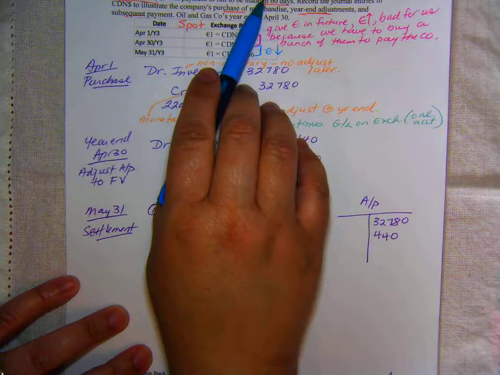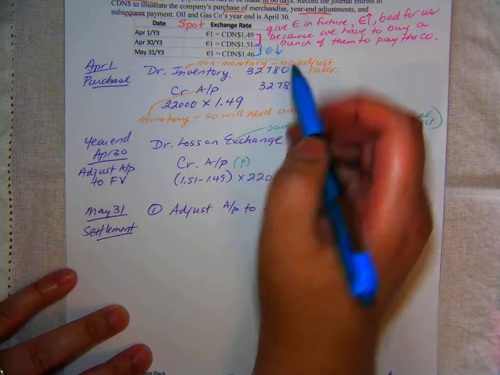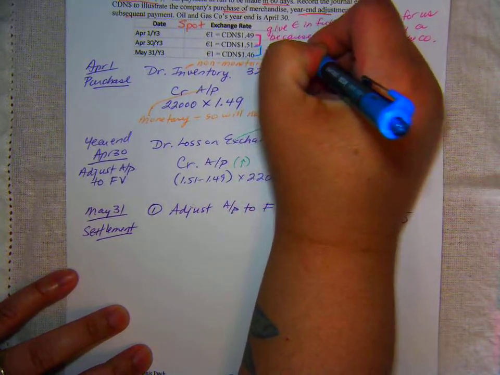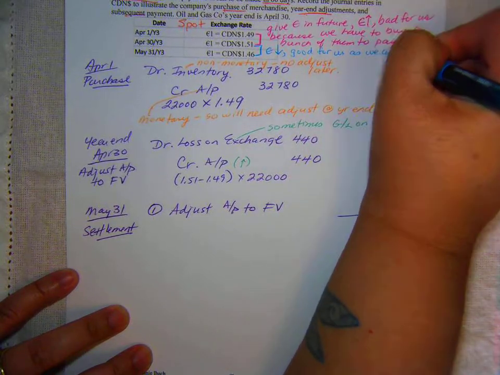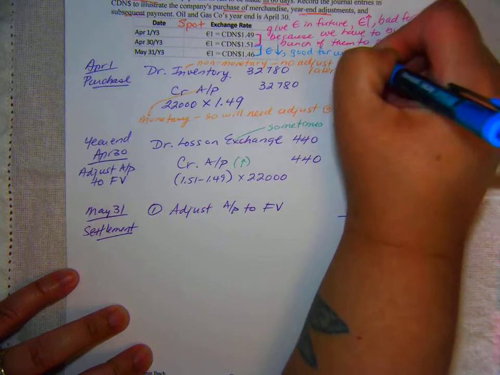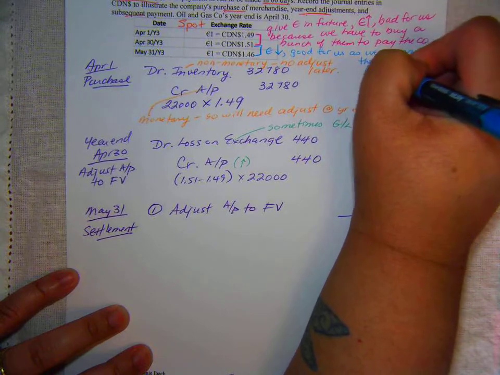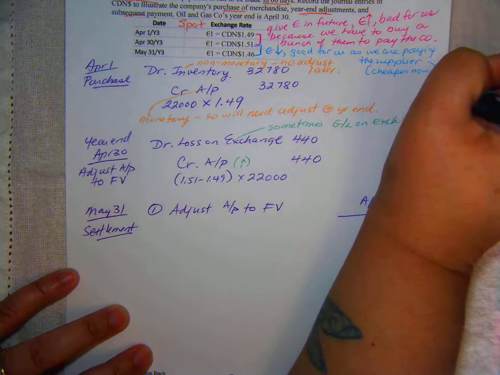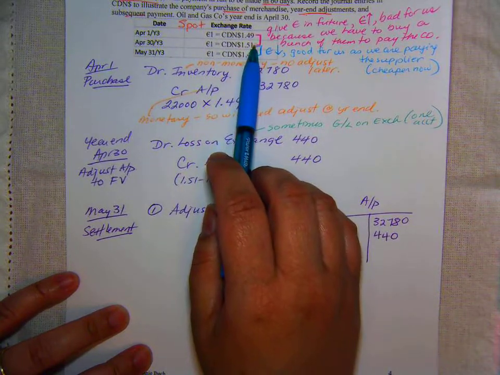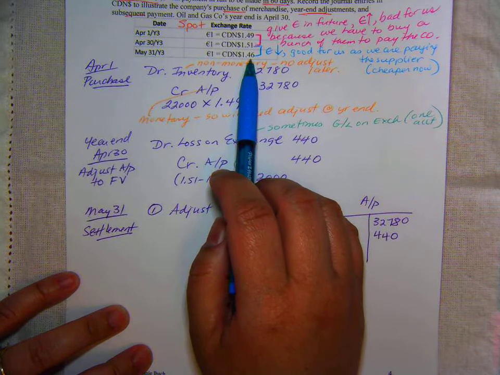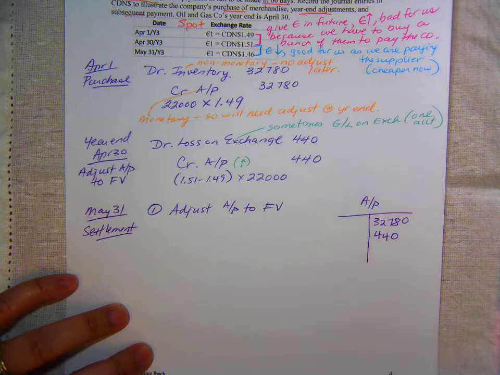Since this all goes to the fact that we have to pay the supplier, euro went down. This is good for us as we are paying the supplier. And now it's cheaper. So remember that €1 used to cost us $1.51. Well, it's only $1.46. So we gained. We can reduce our AP.